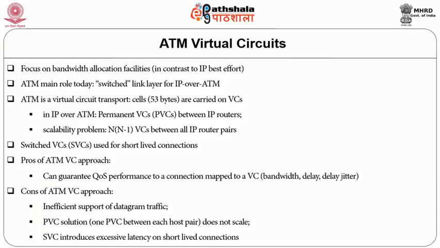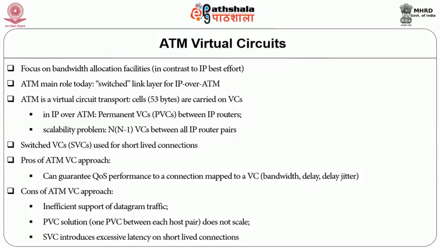And as mentioned, ATM is a virtual circuit transport. It puts all the data in small cells for easy transmission. And you will see that it uses only 53 bytes. Out of that, 5 bytes is for header. The 48 bytes are for data. And in IP over ATM, permanent PVCs are created, virtual circuits are created between two IP routers.